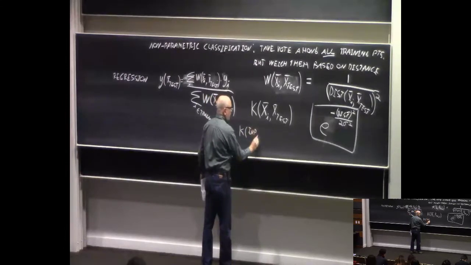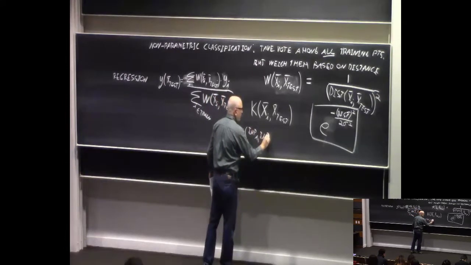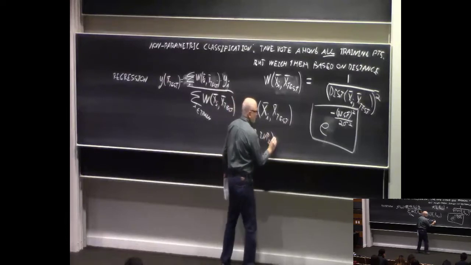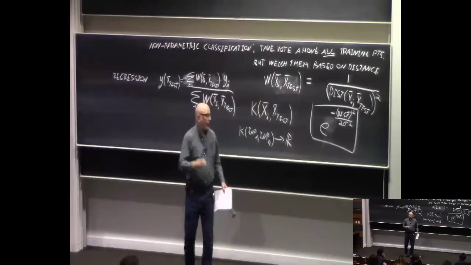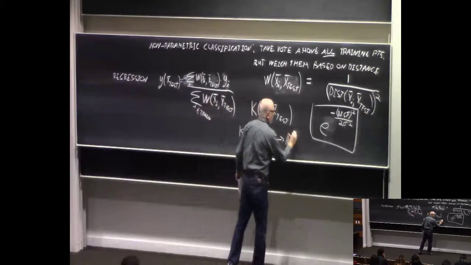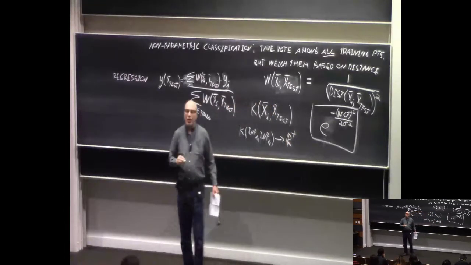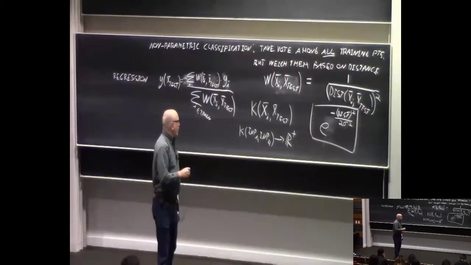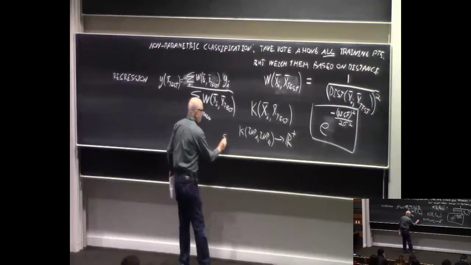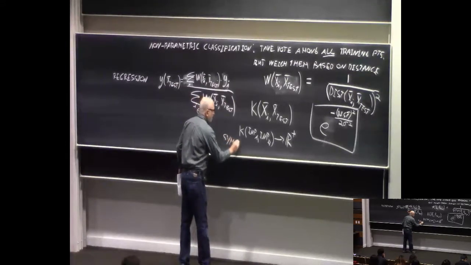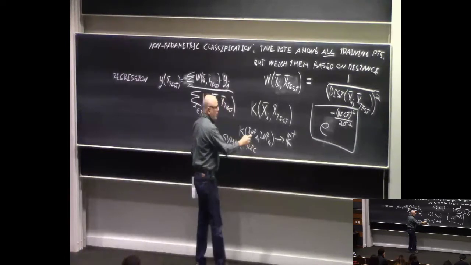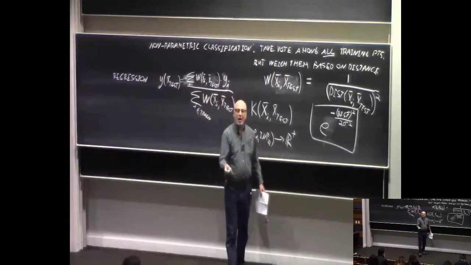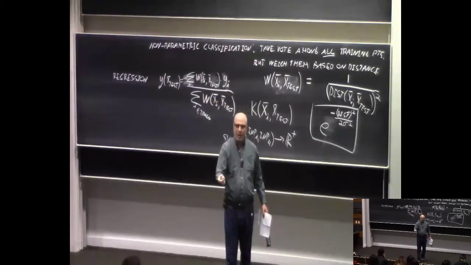Input 1, input A, input B maps into a real number. In fact, a positive and non-negative number. It is symmetric in its inputs, namely, the kernel applied to input A, input B gives the same value as the kernel applied to input B, input A.